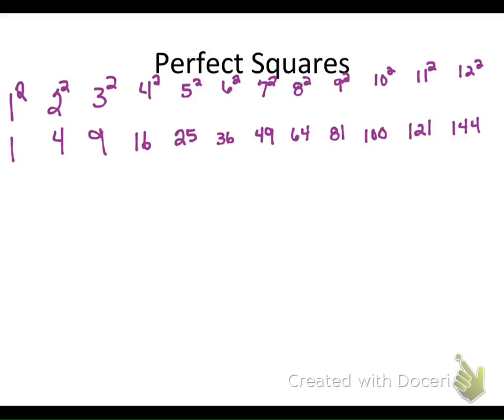So look at our perfect squares: 1, 4, 9, 16, 36, 49, 64, 81. Yeah, they're all perfect squares. So what's 30 squared? 900. Or sorry, what's the square root of 900? 30. So squares and square roots, do they ever end? No, they're infinite, just like numbers. They go on and on and on.